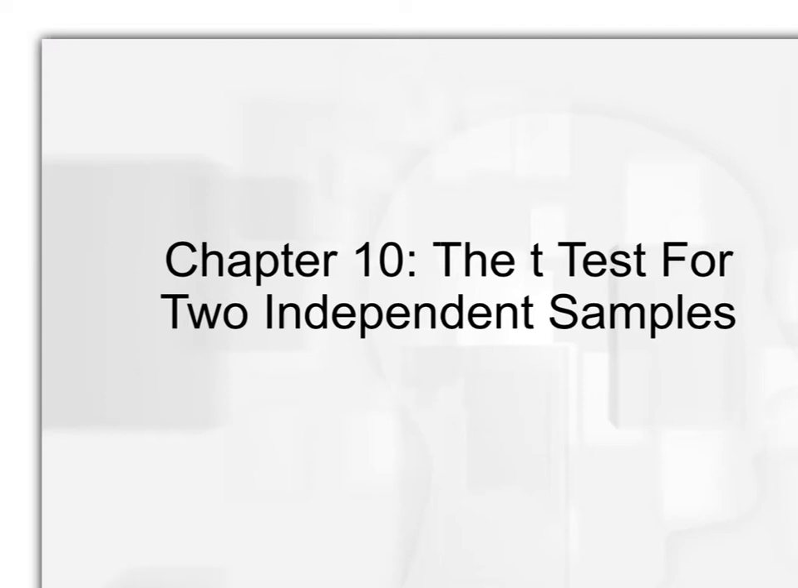In Chapter 9, you took one sample from a population, and for either theoretical reasons or because you did a treatment or an experiment with that one sample, you were comparing that one sample mean to the population mean to see if they were different.